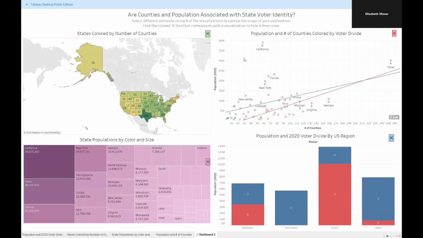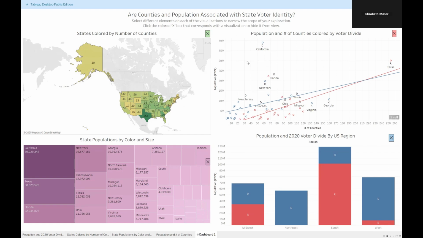It is difficult to pin down the relationship between population, number of counties, and voter identity in the United States. Generally, larger states are more likely to be Republican, but not always. Larger states also include more counties, which you would assume means they have a higher population of people, but this is not always the case either.